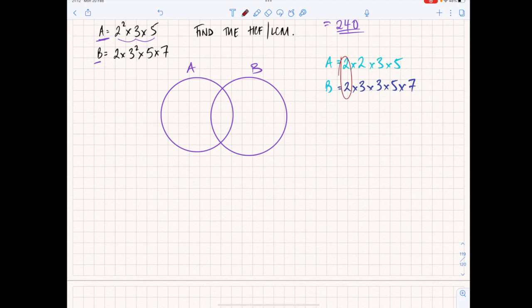So we're going back to snap. There's a 2 in both, so 2 goes in the middle. There's a 3 in both, so 3 goes in the middle. And there's also a 5 in both, so 5 goes into the middle. So there's no other values that match up. That's my game of snap. That's the middle section to find the highest common factor.